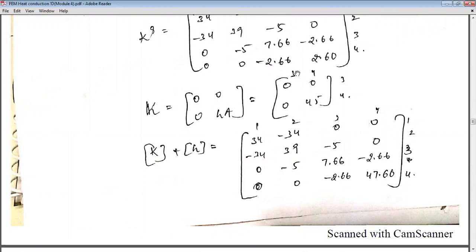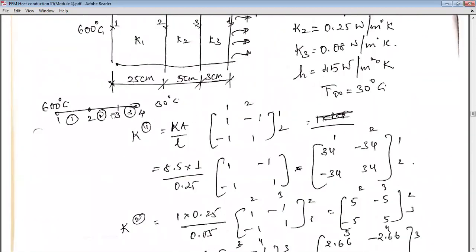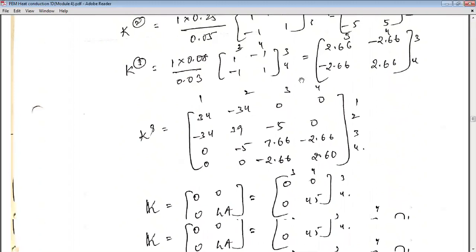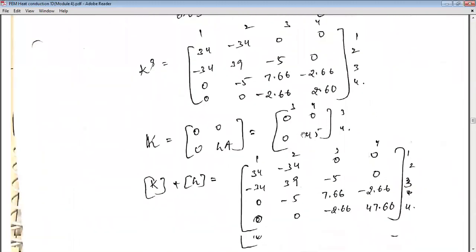Now, what nodal numbers do I have to write? 3, 4, 3, 4. Why? Simply don't write whatever numbers you want. 3, 4, because the element is 3, this node is 3, and here the node is 4. For the third element, you will see the surface exposed. So I will be writing 3, 4, 3, 4 here.